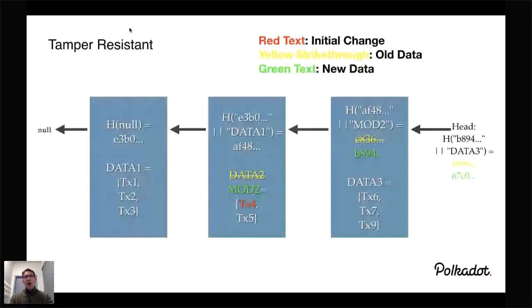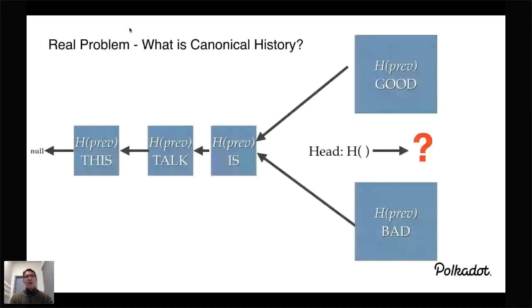The real problem with blockchains is not creating some valid history. It's what is the canonical history that we can all agree upon. Because if we assume that all of these hashes are valid, so I just have H previous for previous, but after this, I can see there's like a fork in the road here. Either "this talk is" and then a good block, or "this talk is bad" and then a bad block. If all of these hashes are valid, how can I know which is the canonical history that everybody agrees on?